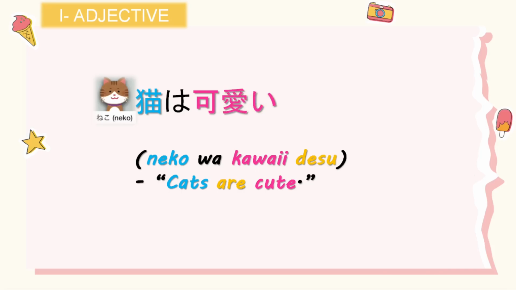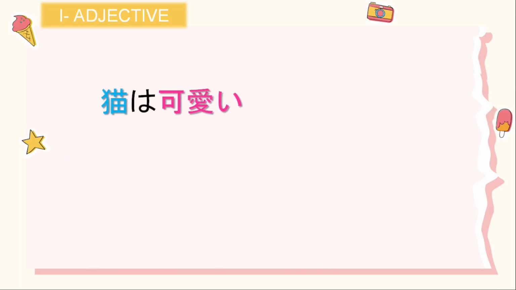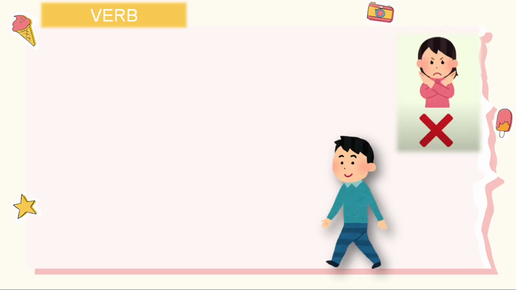猫は可愛い is in the plain form. Cats are cute. Okay? So this statement is now ideal to be used with the phrase と思います. So it becomes 猫は可愛いと思います. Great! You did it! Let me take one more example.